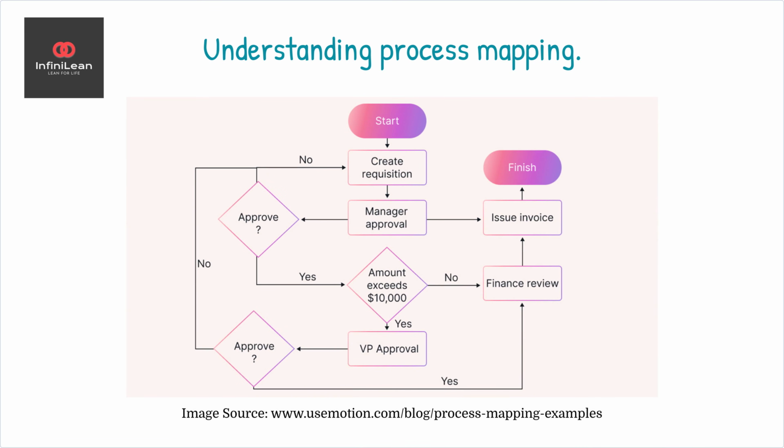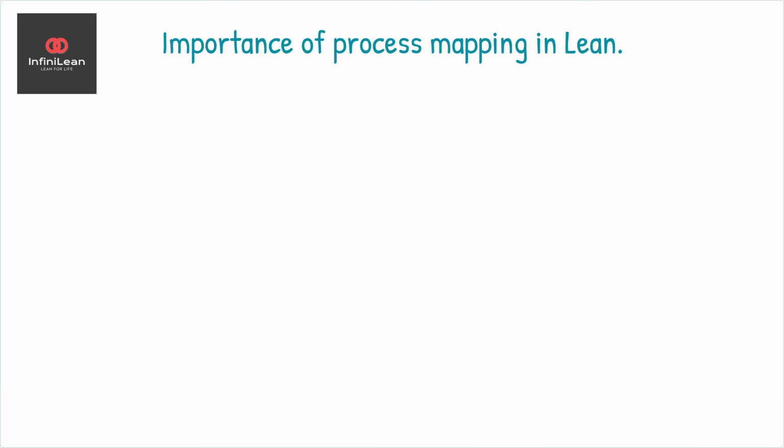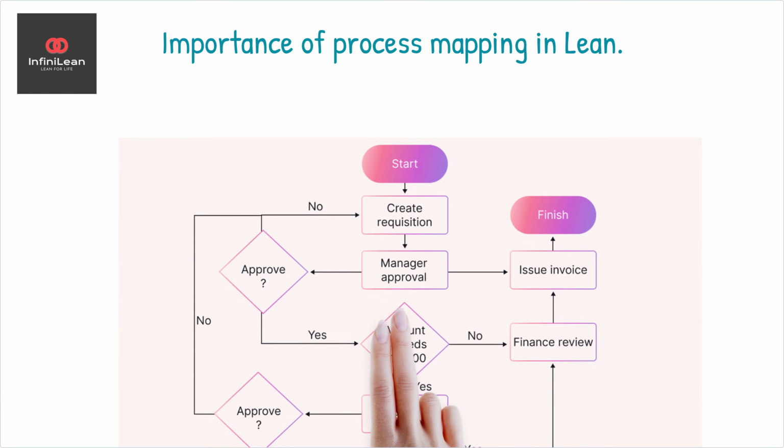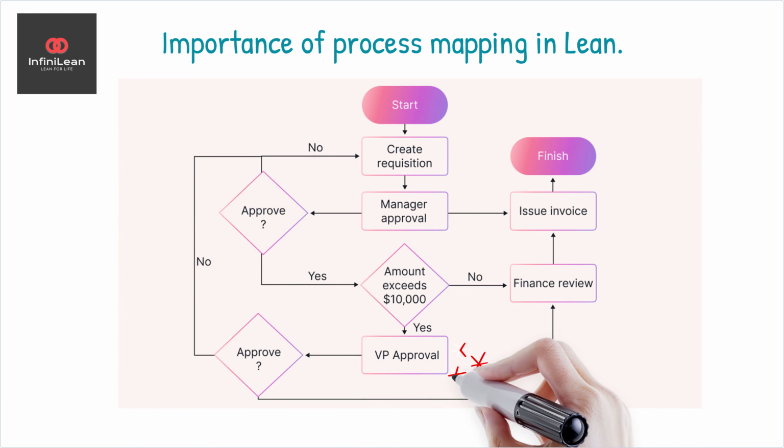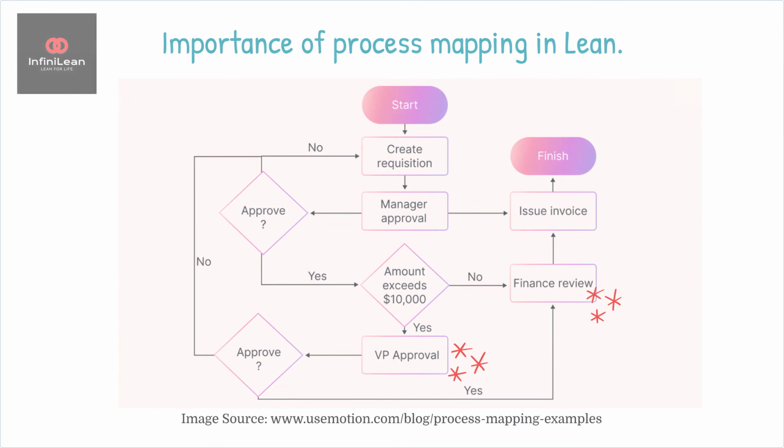But why is process mapping important in Lean? The Lean methodology is all about maximizing value by minimizing waste. Process mapping helps identify inefficiencies, pinpoint areas for improvement, and detect bottlenecks.